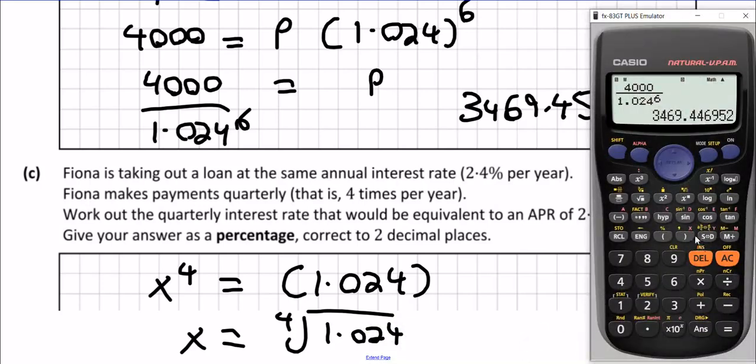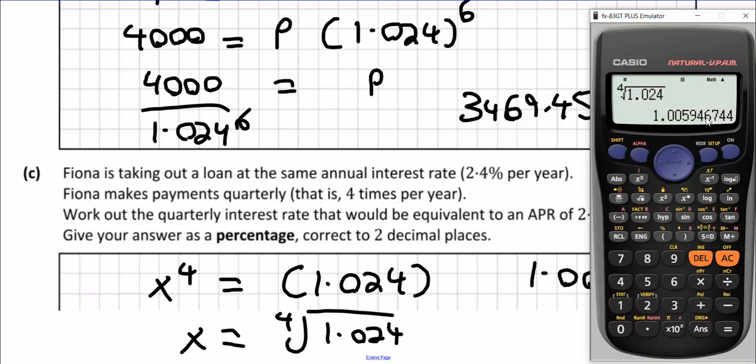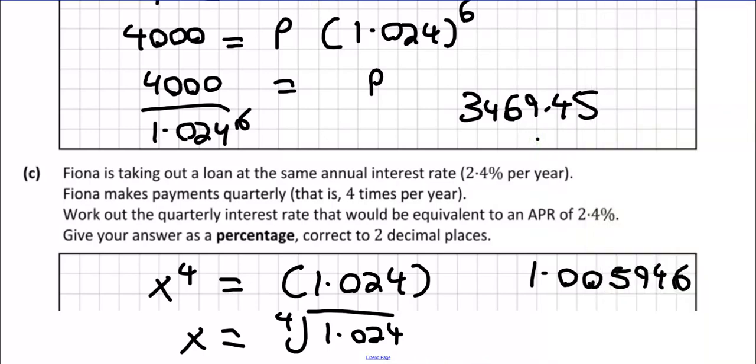shift, quarter root, or say fourth root is the same thing as a quarter power, of 1.024. 1.005946. Now you've got to be careful with this. Is it 4.6 or 4.7 if you were to round it? 4.67, so it's actually 4.7. You've got to be careful with those roundings.